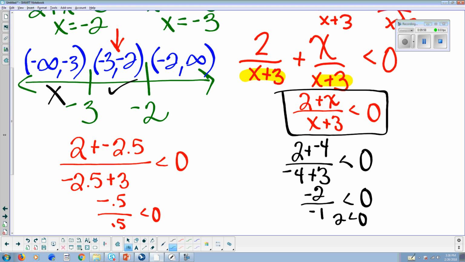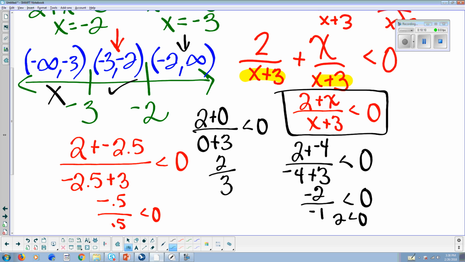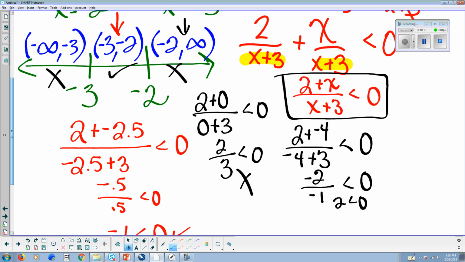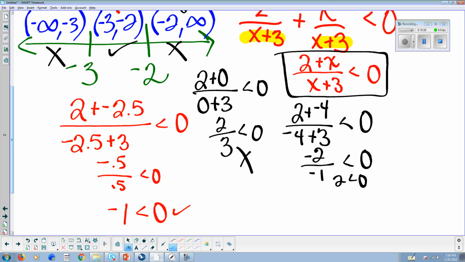Last, in the interval between -2 and infinity, I'll use 0. So substituting 2 plus 0 over 0 plus 3. 2 plus 0 is 2. 0 plus 3 is 3. 2/3 is not less than 0, so we reject that as part of the solution. So my solution only includes the interval -3 to -2.